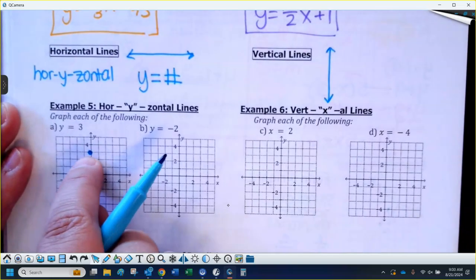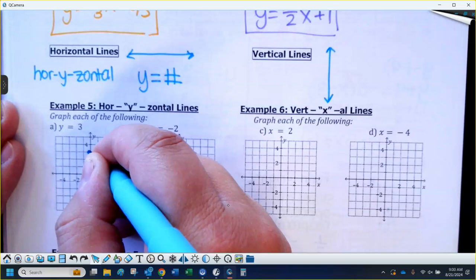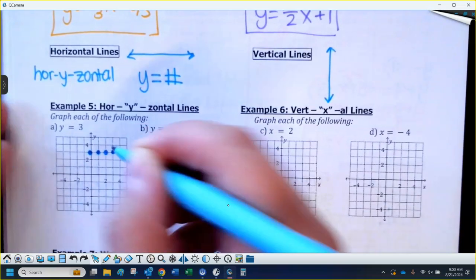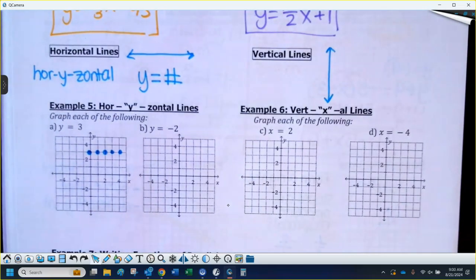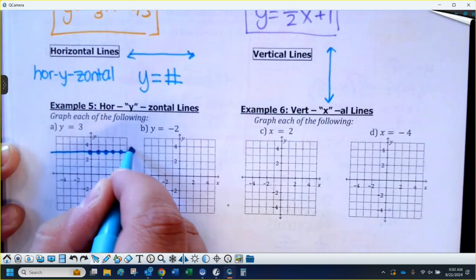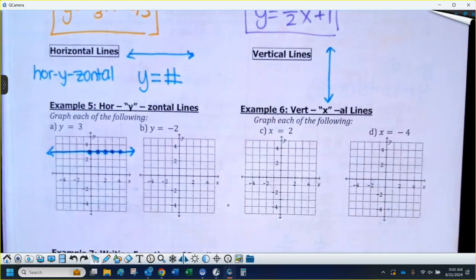The y coordinate is 3 here, right? That's the point 0, 3. This is 1, 3, 2, 3, 3, 3, 4, 3. All the y coordinates are 3. The x coordinates change as you go left and right, but all the y coordinates are the same. So that's the only requirement for that line right there.